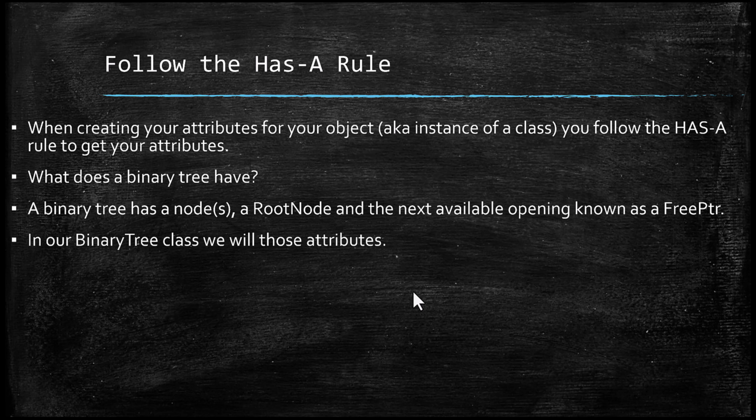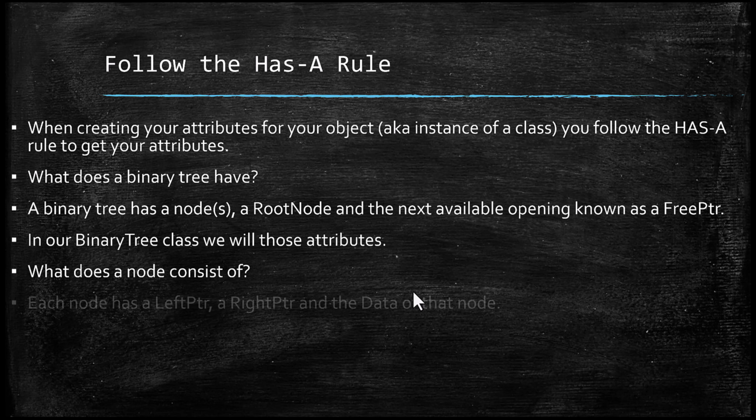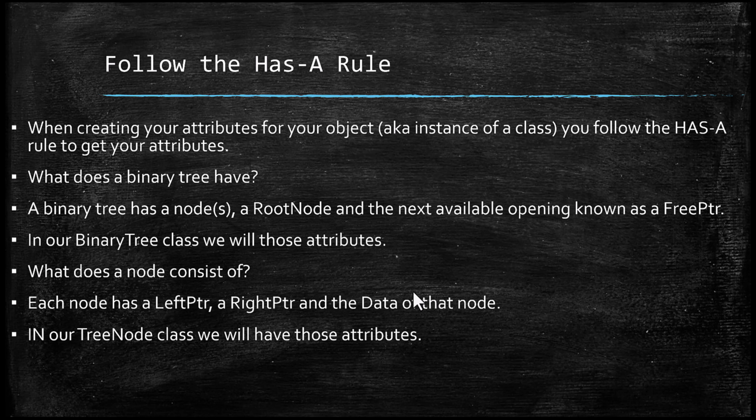We're going to have an array of nodes. We're going to have our root node as well as the free pointer, so we know where we can put the next available set of data. But what does a node consist of? What does a node have? Well, each node has a left pointer, which we're going to abbreviate as left PTR, a right pointer, and the data of that node. Now, in our tree node class, we're going to have those attributes, left pointer, right pointer, and the data. Now, let's convert all this to code.